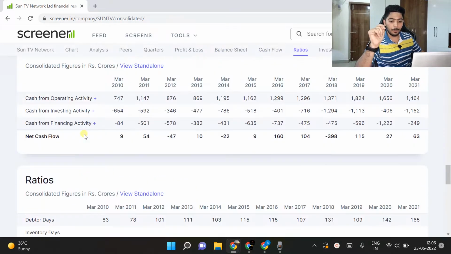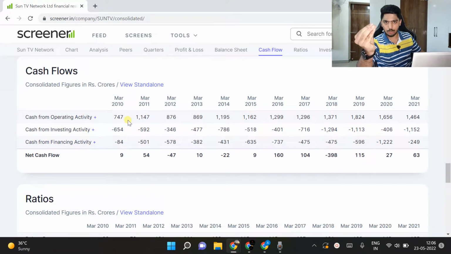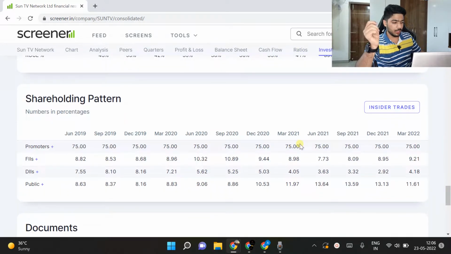Another thing I check is operating cash flow. What is the cash flow from the business they are running? See, it has been constant, and due to COVID, it has been reduced here. But 2022 data is not yet released. It should be above 1,700 crores according to me. Promoter holding, it is constant.